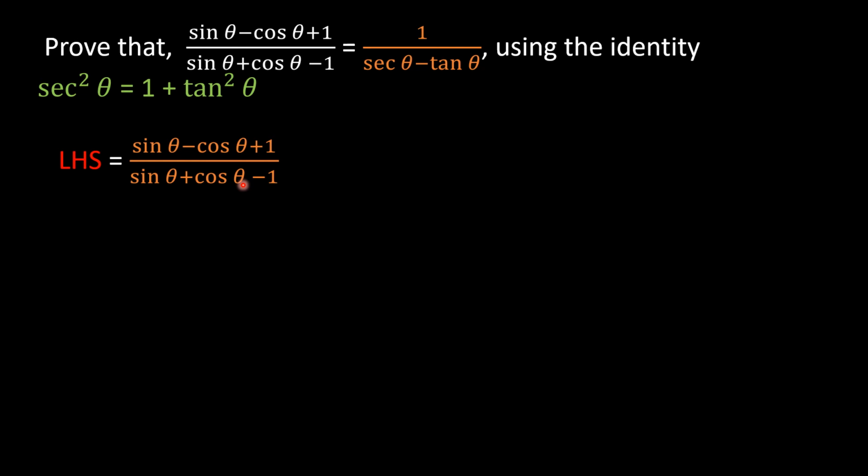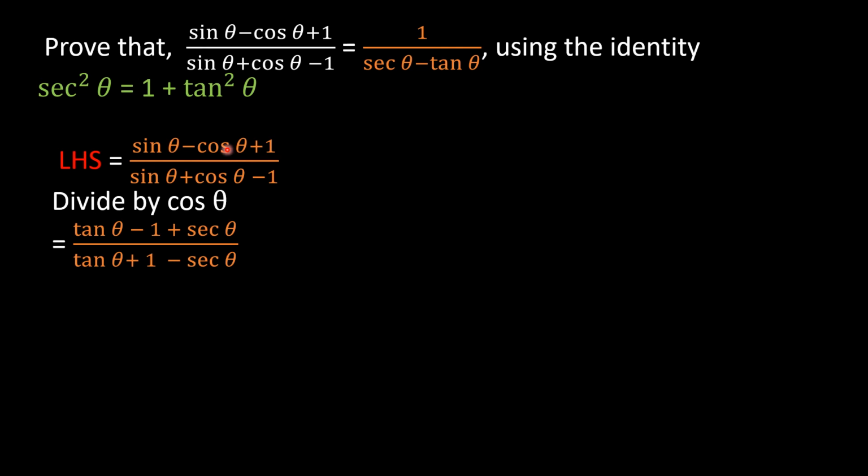So we will divide the numerator and denominator by cos theta. Cos theta divided by cos theta will be 1. 1 divided by cos theta will be sec theta. Sin theta divided by cos theta will be tan theta. Cos theta divided by cos theta will be 1. And 1 divided by cos theta will be sec theta. Now we will rearrange the terms and write like this. We write tan theta and sec theta together in a bracket and write minus 1 and plus 1 separately.